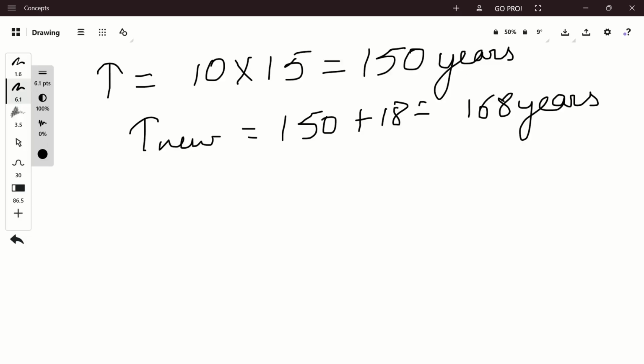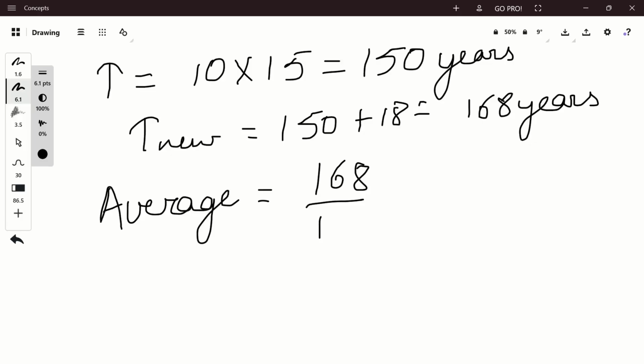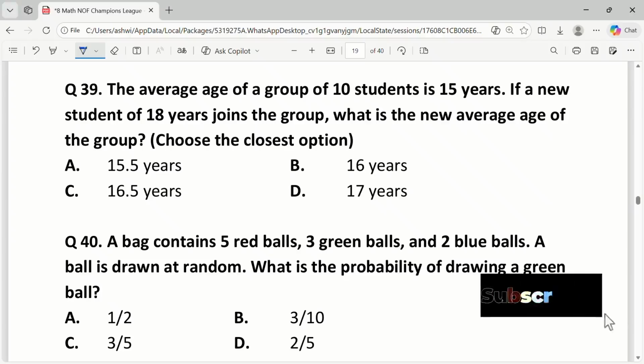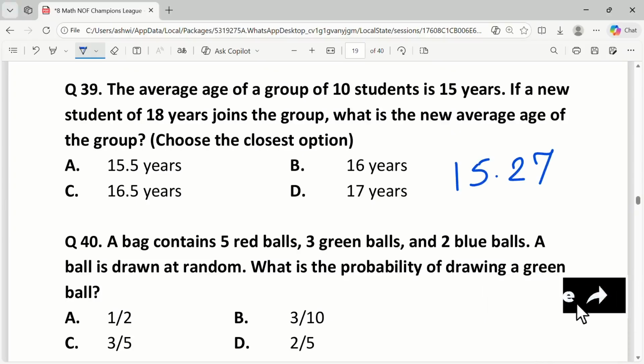The new group has 10 plus 1 students, that is 11 students. The new average age is the new total age divided by the new number of students, that is, average is equal to 168 upon 11, which is equal to 15.27 years. The 15.27 years is closest to 15.5 years, so the answer is A.